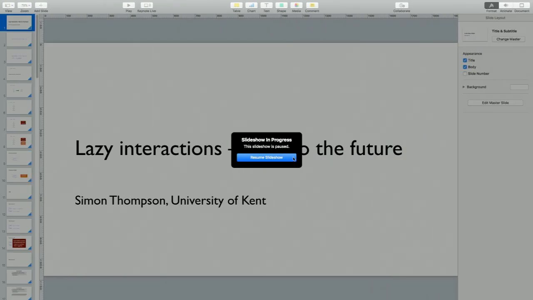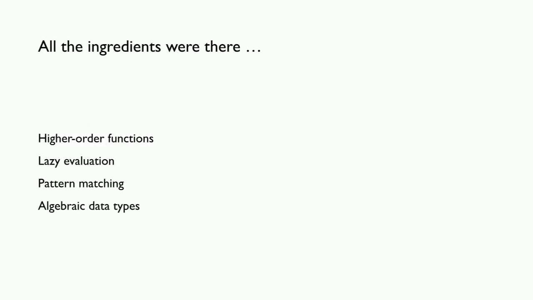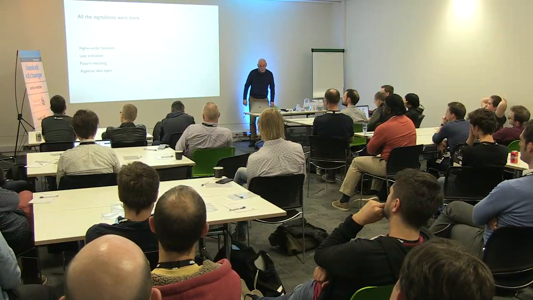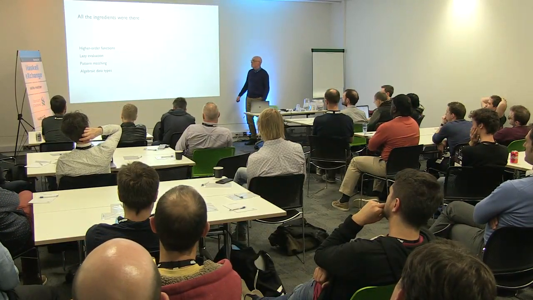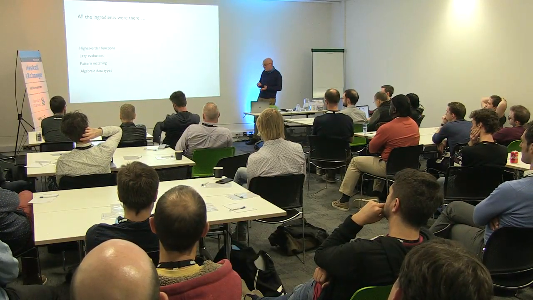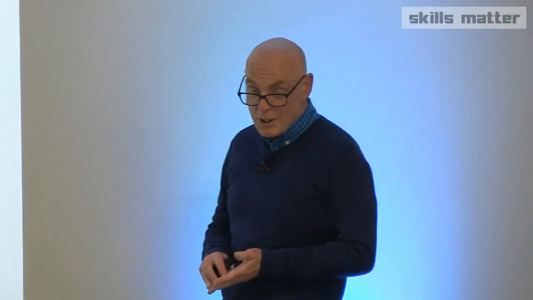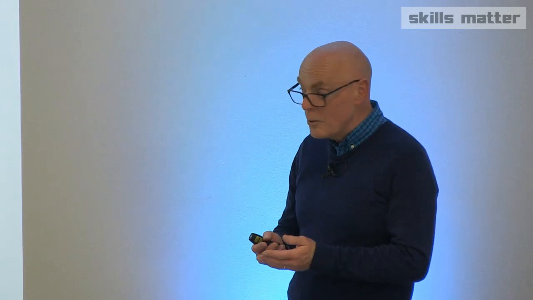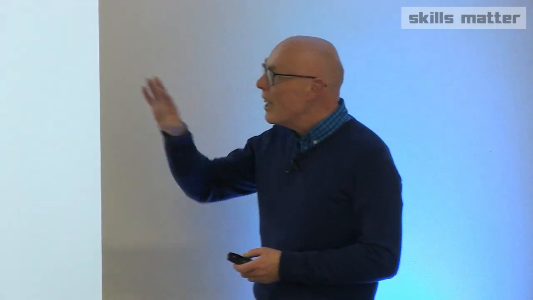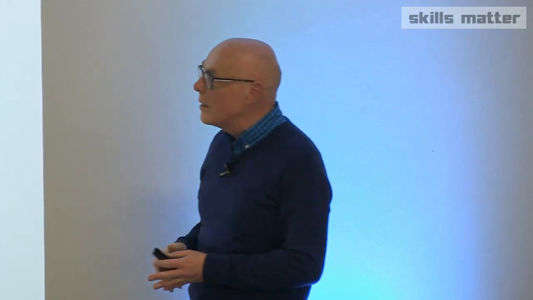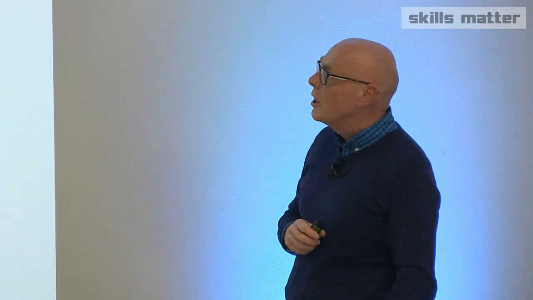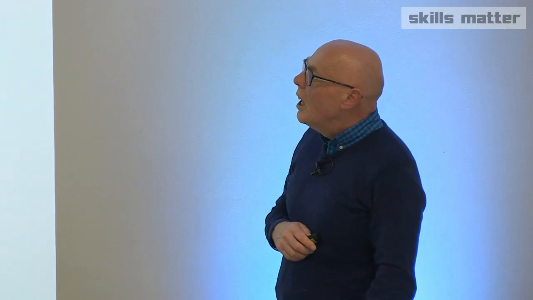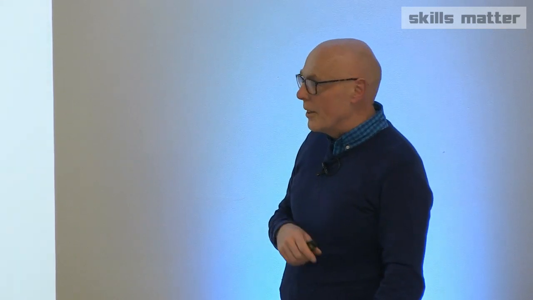Let's start this again. So looking back, what have we got? Well, we've got everything that we use now in writing Haskell programs. Higher order functions we used, lazy evaluation, pattern matching, algebraic types. So all that stuff was there, and people were programming with this stuff quite happily to build this sort of model and build the API on top of it. Well, they were almost all there.